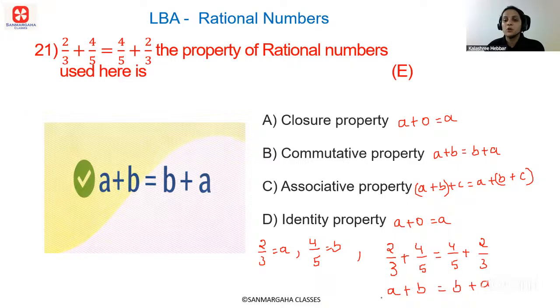Okay, so which property here? That is the commutative property, right? So the commutative property of rational numbers is used here. So option B is the correct answer, that is commutative property. Thank you.